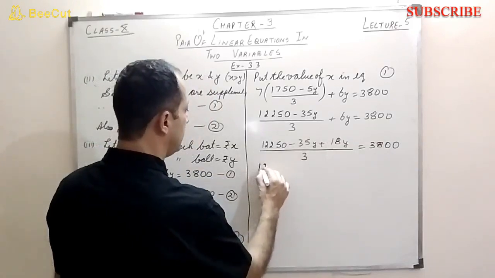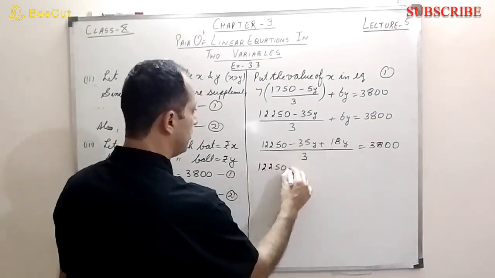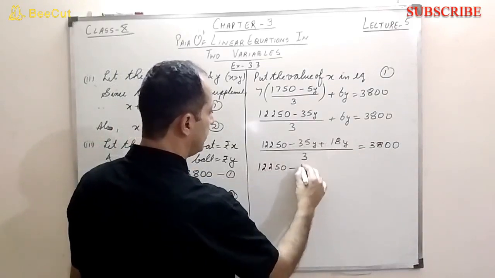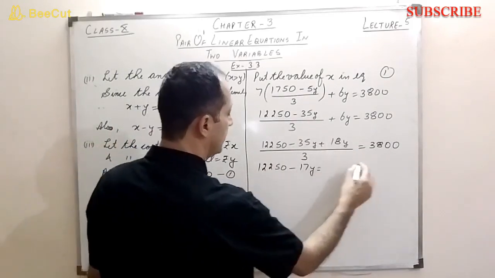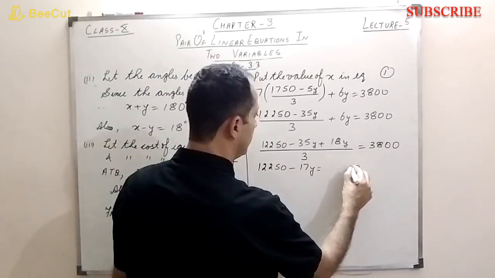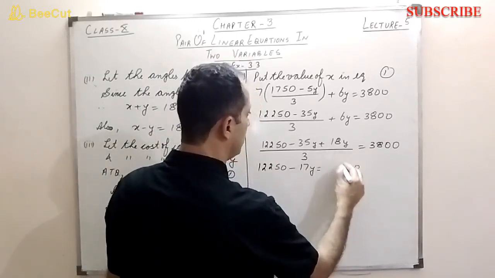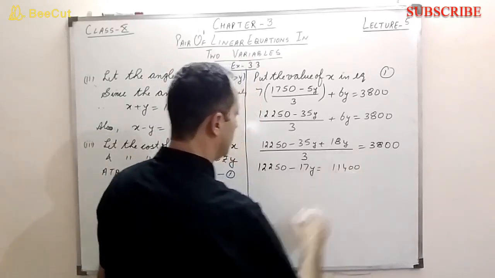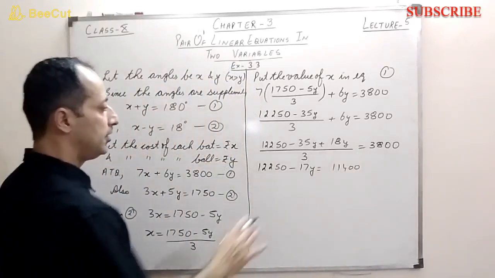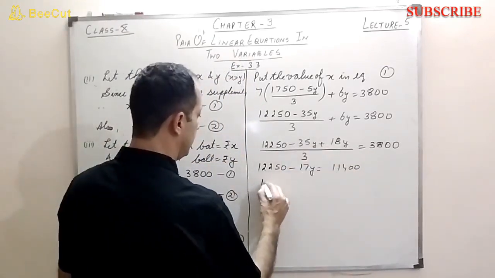Now we simplify, cross multiply this 3 to the other side. So this is 12250 minus 35y plus 18y, on subtracting these two I get 17y, equals 3800 into 3, and on multiplying this is 11400. This is what I get. Now shifting the 17y to the other side.